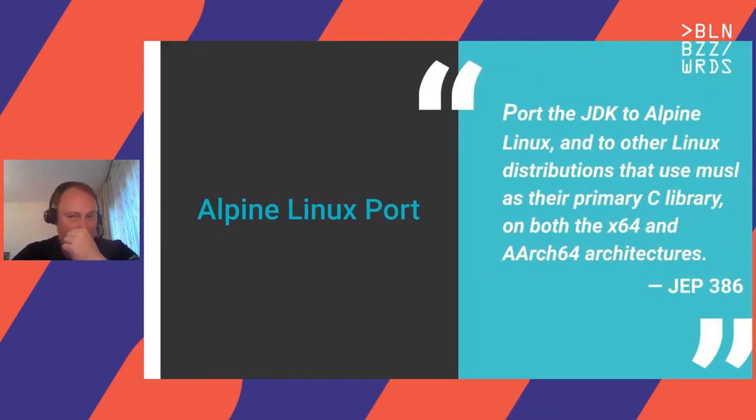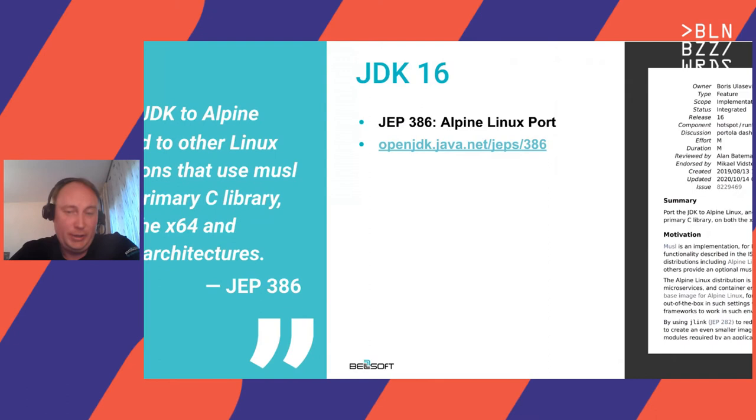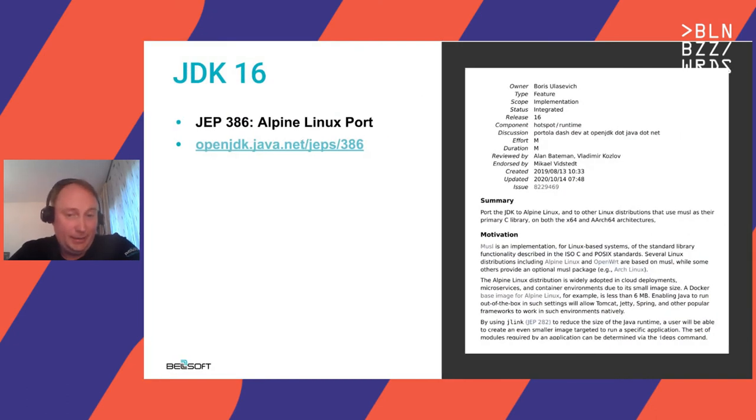But running OpenJDK on Alpine Linux required some sophisticated work, and there was a project that lasted a couple of years called Portola. Finally, Project Portola has been integrated into OpenJDK in JDK 16, and now we are waiting for JDK 17 to be released this fall. But it has been integrated in 16.